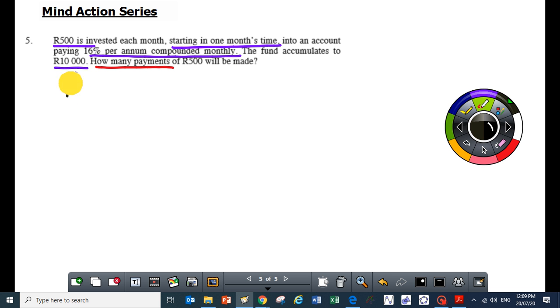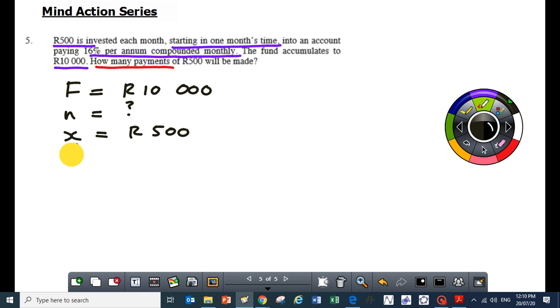So we start with F. F is 10,000, and then our N is the one we want to calculate. Then we have X is 500 rand. Our I is 16% per annum, so that's 16% over 12, which is 0.16 over 12.